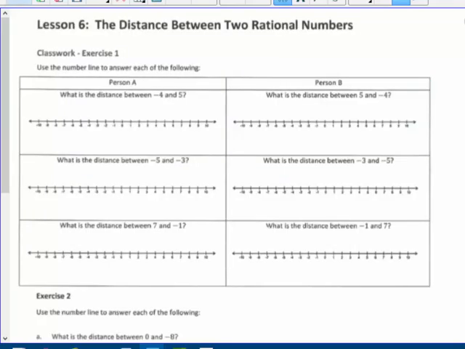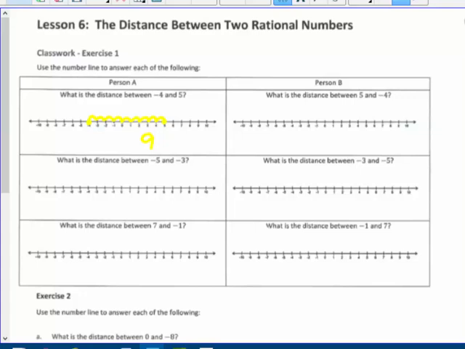Lesson 6, the distance between two rational numbers. Use the number line to answer each of the following. What is the distance between -4 and 5? So -4 and 5. Well, I know that they are 1, 2, 3, 4, 5, 6, 7, 8, 9 apart. So the distance, the difference between them is 9.